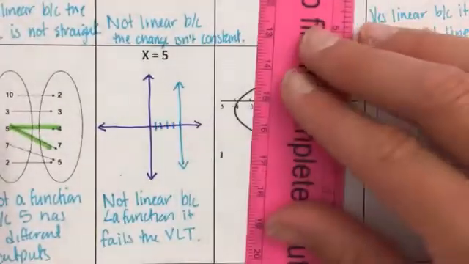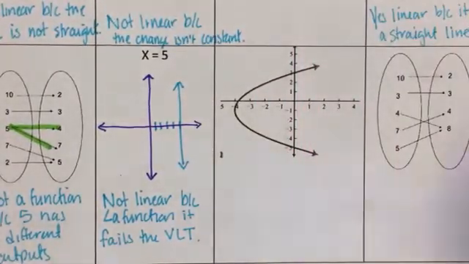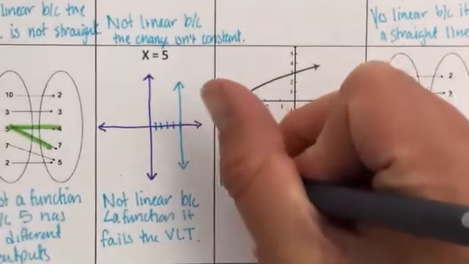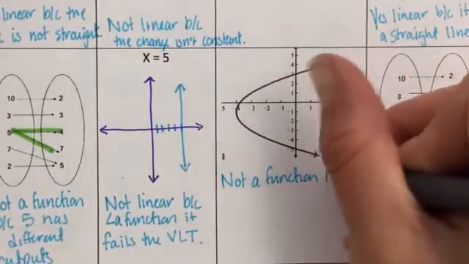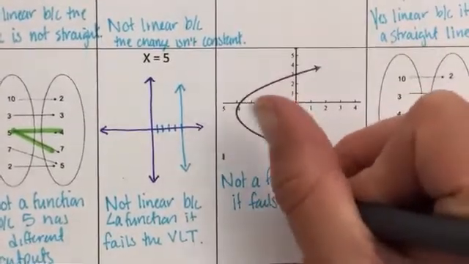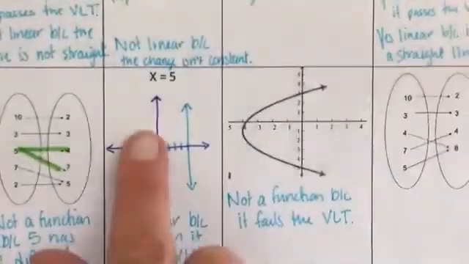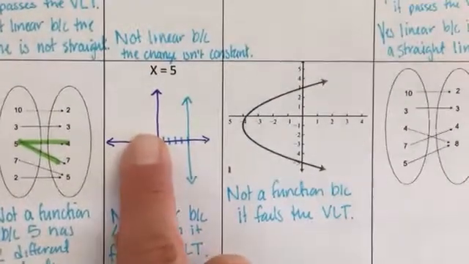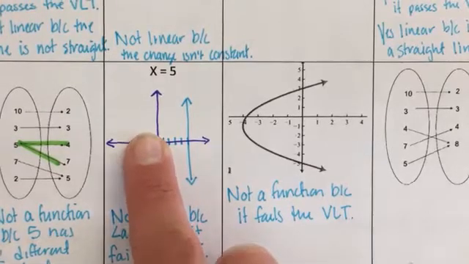Okay, yep, look at this one too. What about it? It doesn't pass the vertical line test, so it's not a function. Not a function because it fails the vertical line test. The thing is with this one, you have to know what that graph looks like in order to do the vertical line test. Okay.